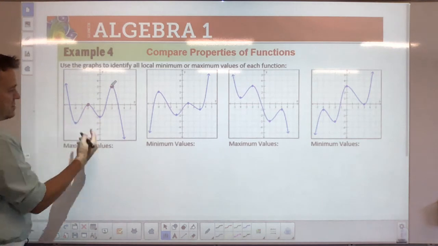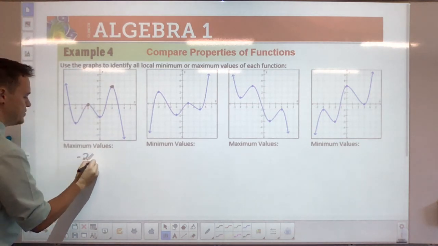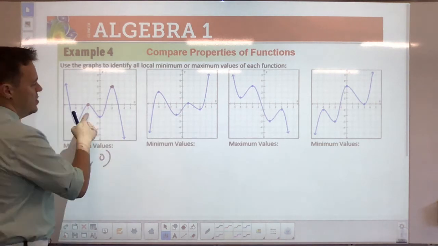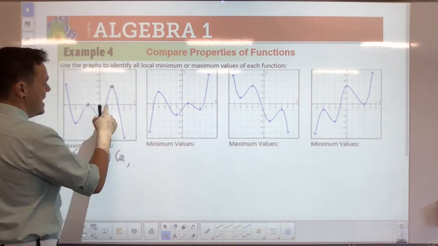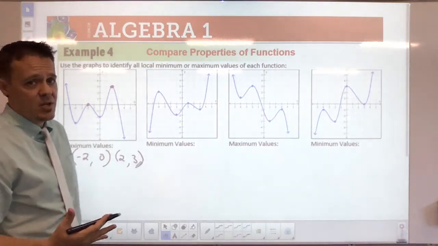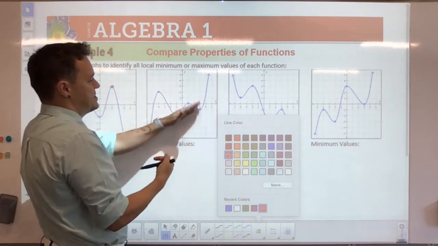So my two maximum value points would be over -2, and you're not going up, so that would be -2, 0. The other point here would be 2 over, and I went up 3. So those are my two maximum values. The same thing goes for a minimum. A minimum is on the bottom, or the dips in the graphs, okay?